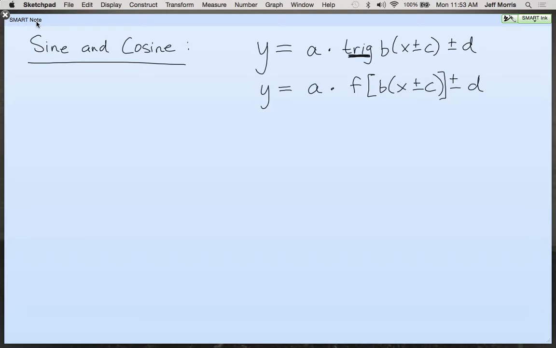Plus or minus C is going to do what? Left and right. And plus C still does what? Left, and minus C does what? Right. Plus or minus D? Up or down. Okay, up or down.